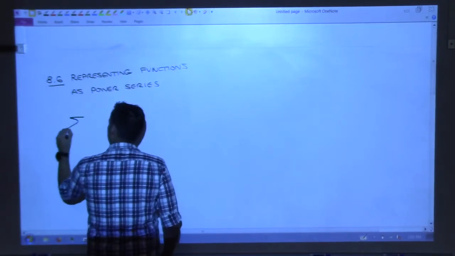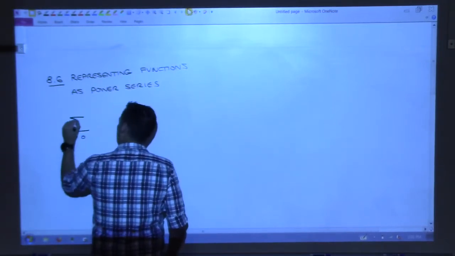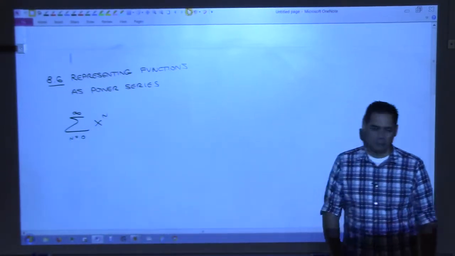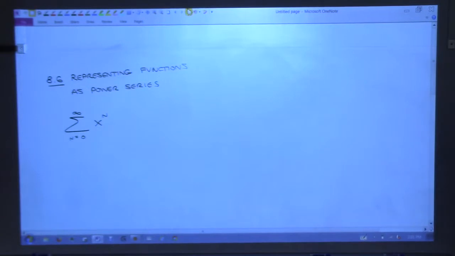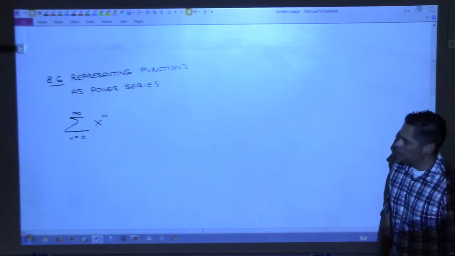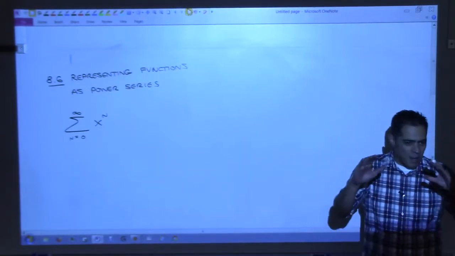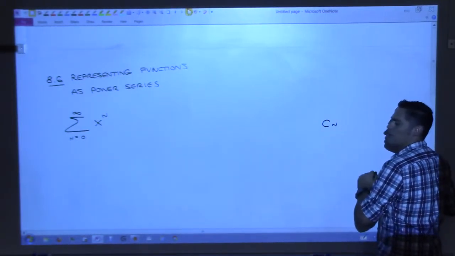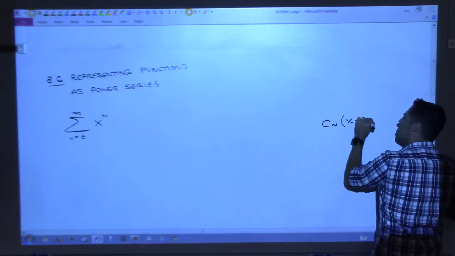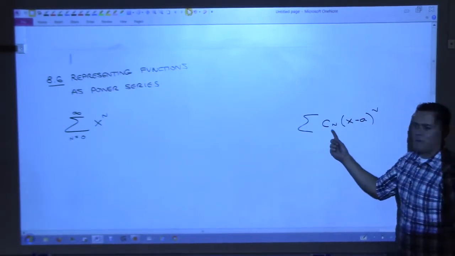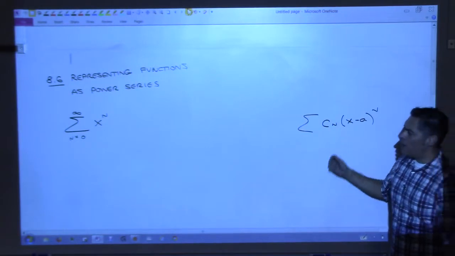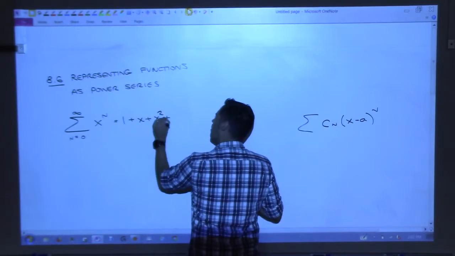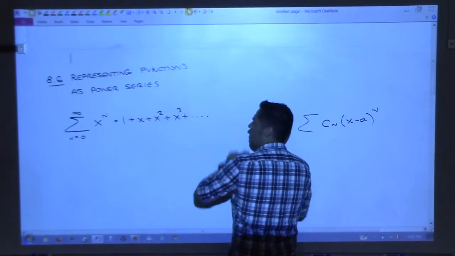Do you agree with this? If I take this series right here, do you agree that that's a power series? Where does it appear to be centered? Yeah, because that looks like x minus 0 to the n. What does your c sub n out front appear to be? It appears to be 1, doesn't it? It's 1 for all of them. So if I wrote this out, this would be like 1 plus x plus x squared plus x cubed plus dot, dot, dot, forever, right?